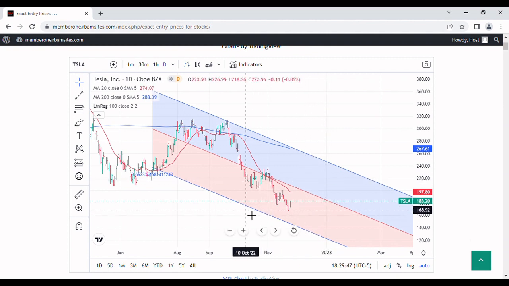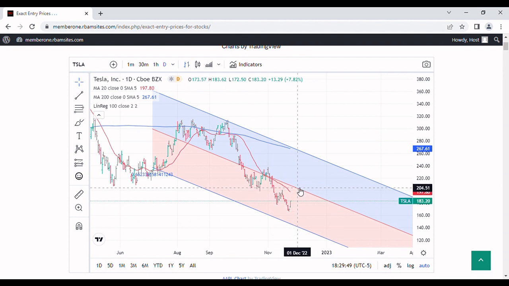Now, what's the alternative? It comes up here to fair value, barely to 200, and bounces back down and makes new lows. So it could go up here to the 200, 205, and come back down and hit the 160 or even 155. That can happen too.